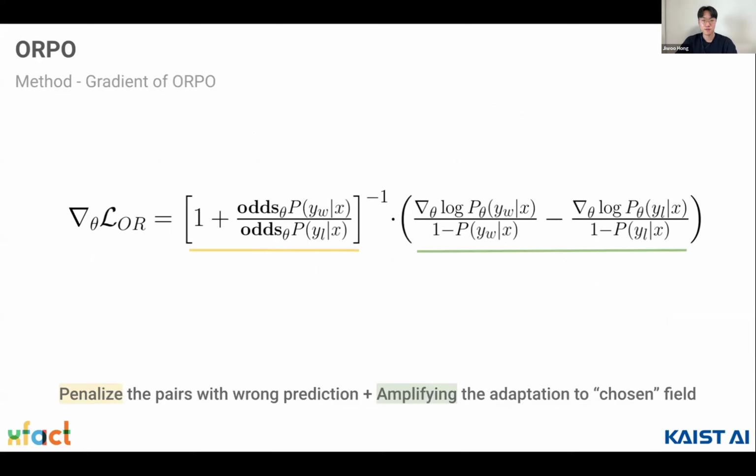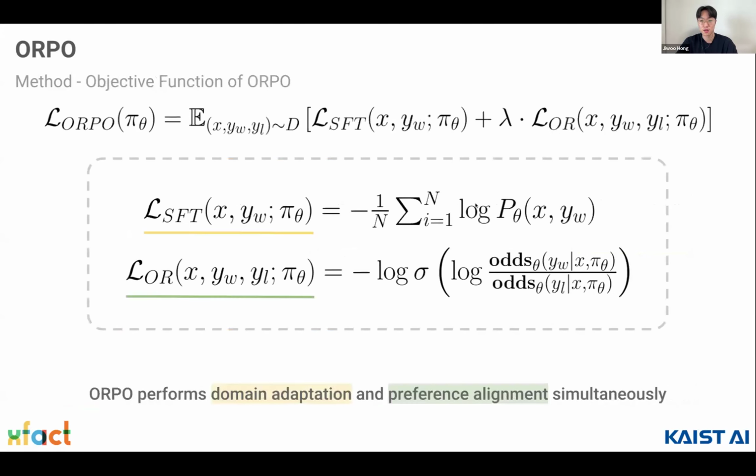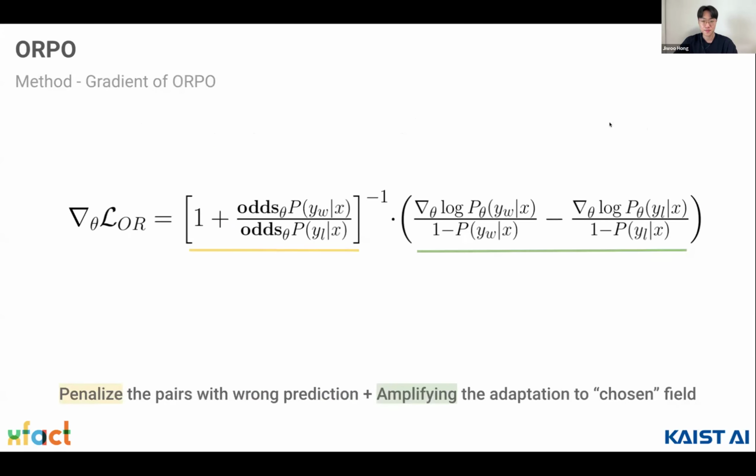And by having that kind of loss, we are expecting the model to prioritize the chosen response styles, as I said. And if you see the gradient of the OR loss part, which is the right side part here, as you can see, there are two parts mainly. The left part, underlined with yellow, penalizes the pairs which have wrong predictions. So if the odds of the chosen responses are a lot higher than the rejected responses, then the left part, the yellow part, will get smaller. So the model will get updated by a minor amount.